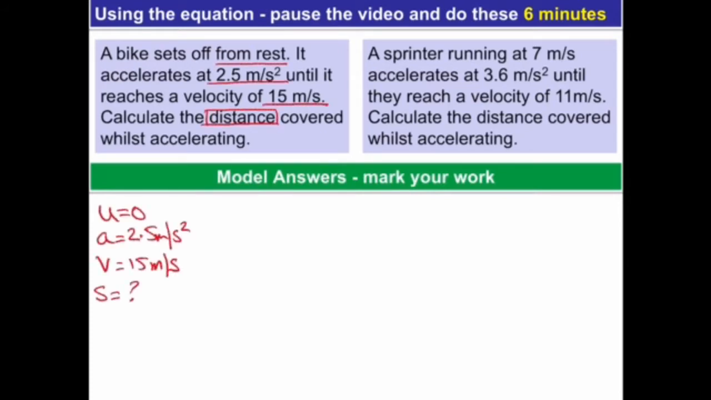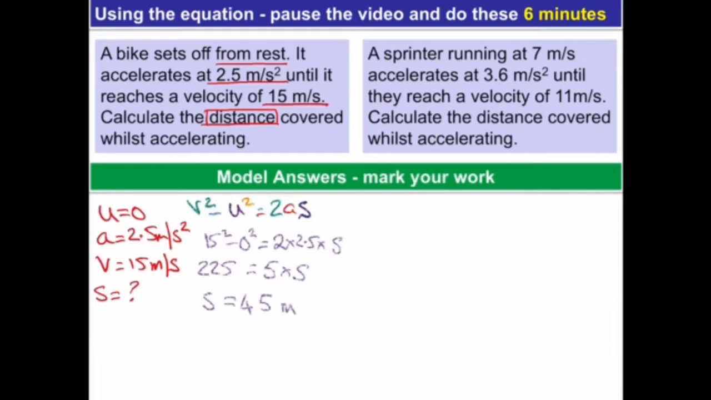Pick out the information. Starts from rest, that means the initial speed is 0. Write down the equation. Substitute. Work out what you can. That's 225 equals 5 times s. And get your answer. So 225 divided by 5 would be 45 then, m for metres.